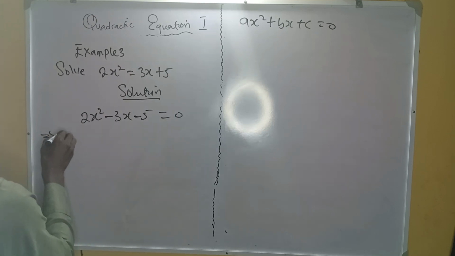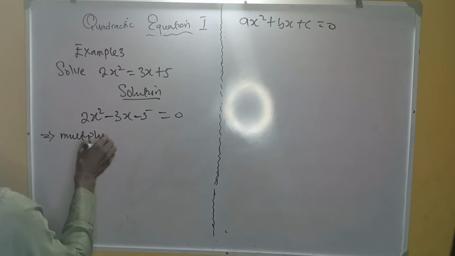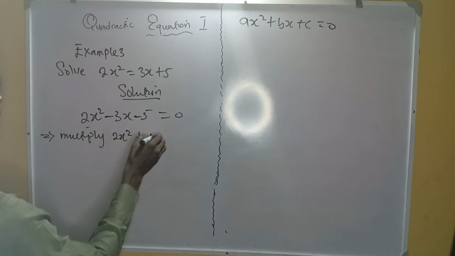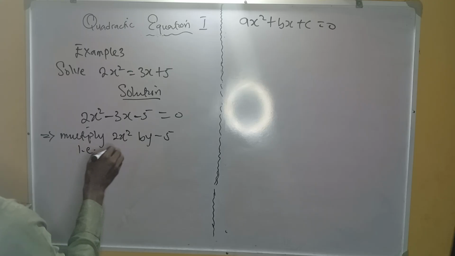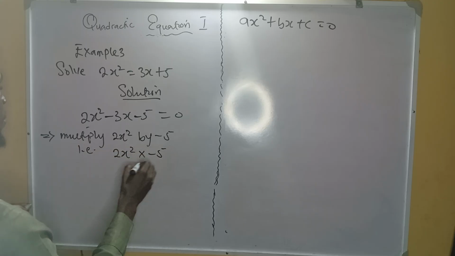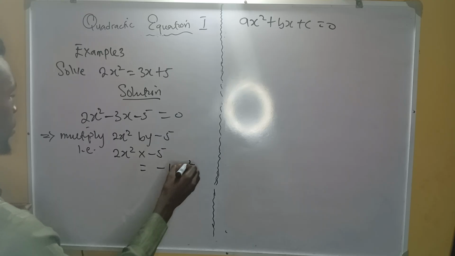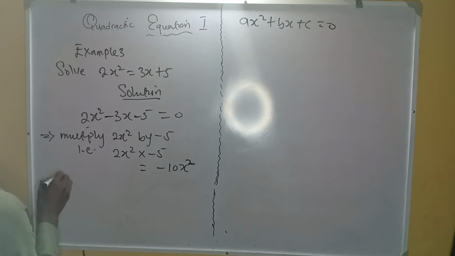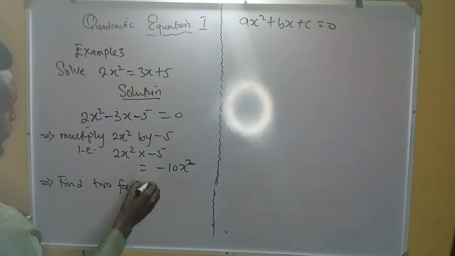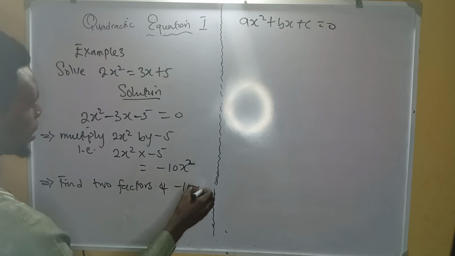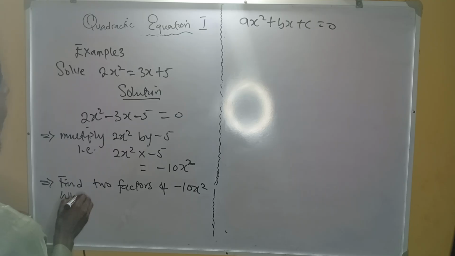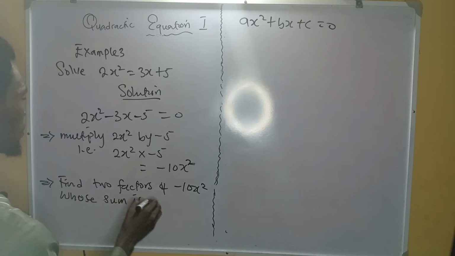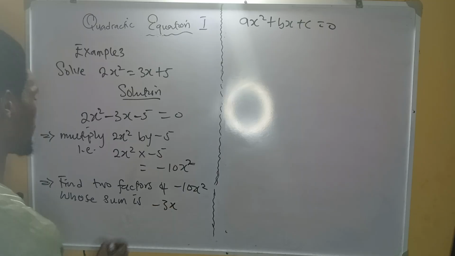We use the method we actually use to factorize every quadratic expression. First of all, you know that we are to multiply 2x squared by minus 5. So that is 2x squared times minus 5. You are going to have minus 10x squared. So when you have minus 10x squared, you will find two factors of minus 10x squared whose sum is minus 3x.